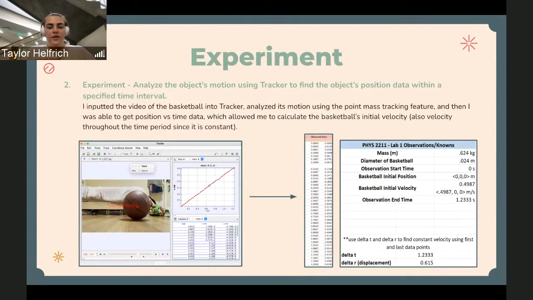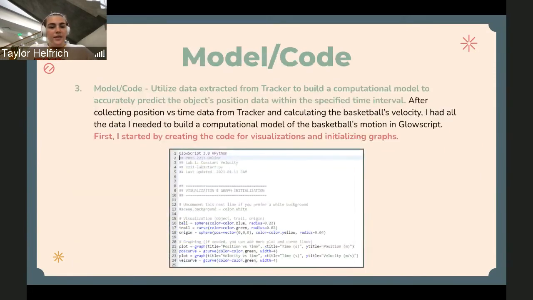Next, I inputted the video into Tracker, analyzed its motion using the point mass tracking feature, and then was able to get position versus time data to then calculate the basketball's initial velocity, which is also the same as the constant velocity throughout the period. So then, after getting all of that data and calculating the basketball's velocity, I had all I needed to make the computational model in GlowScript.